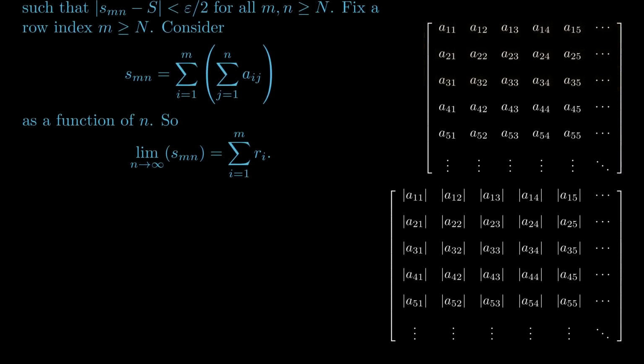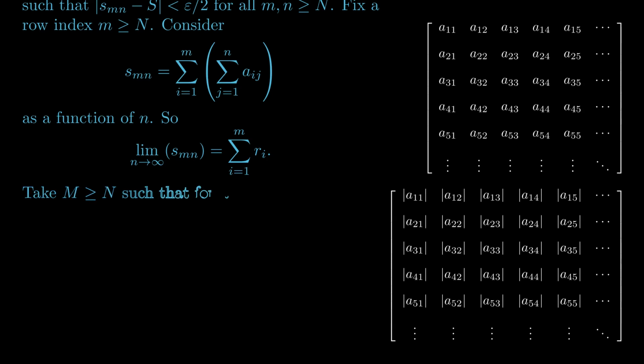Because of this limit, we could take, say, big M greater than or equal to big N, such that for all n greater than or equal to big M, the absolute value of S_mn minus the sum of the first m R_i is less than epsilon over 2. And this whole choose a big M that's greater than or equal to big N is just another way to express choosing big N to be the max of a big N1 and a big N2. It just guarantees that both of these conditions hold, because now when I write for any n greater than or equal to big M, I automatically get that n is greater than or equal to big N.